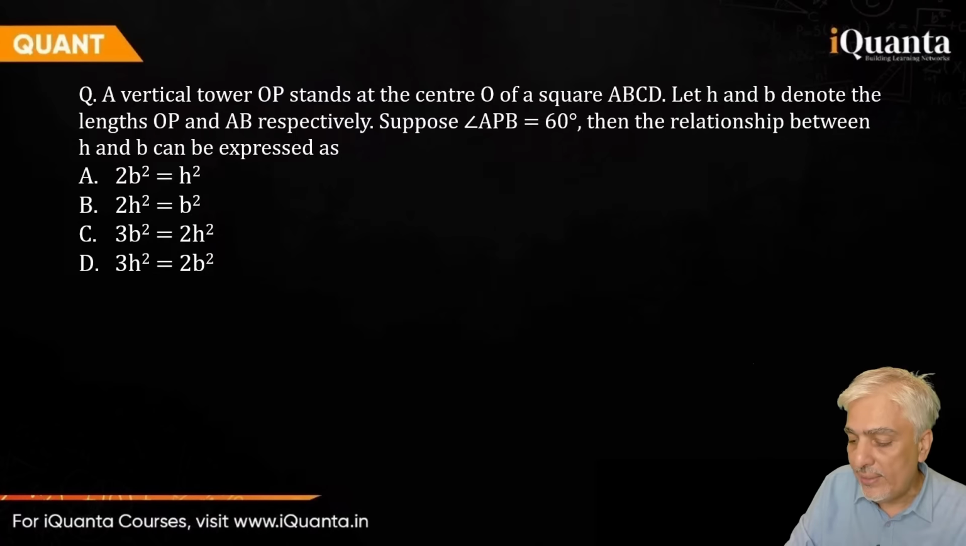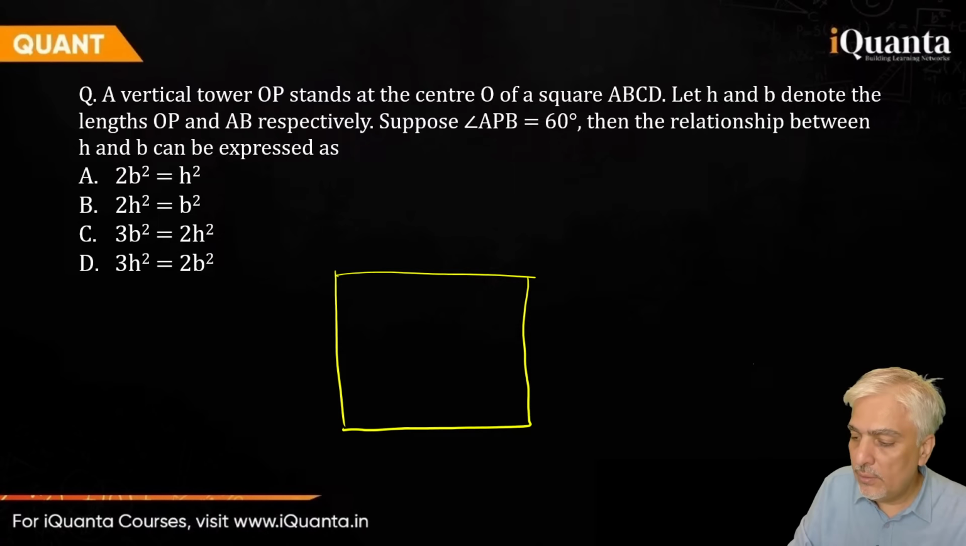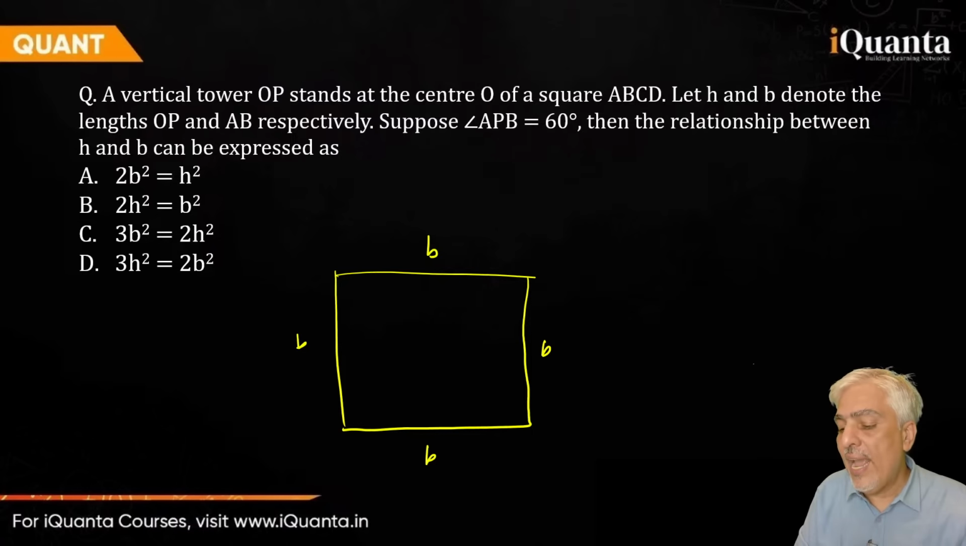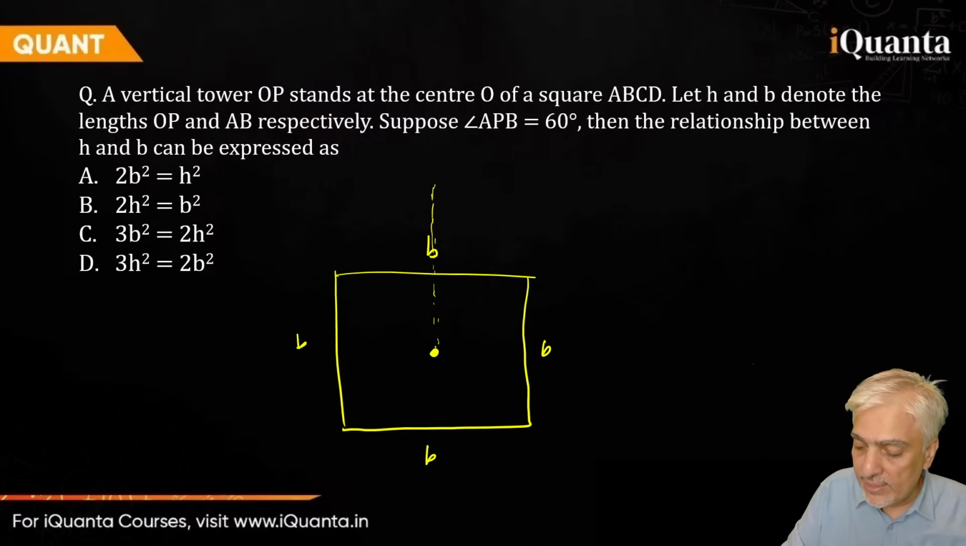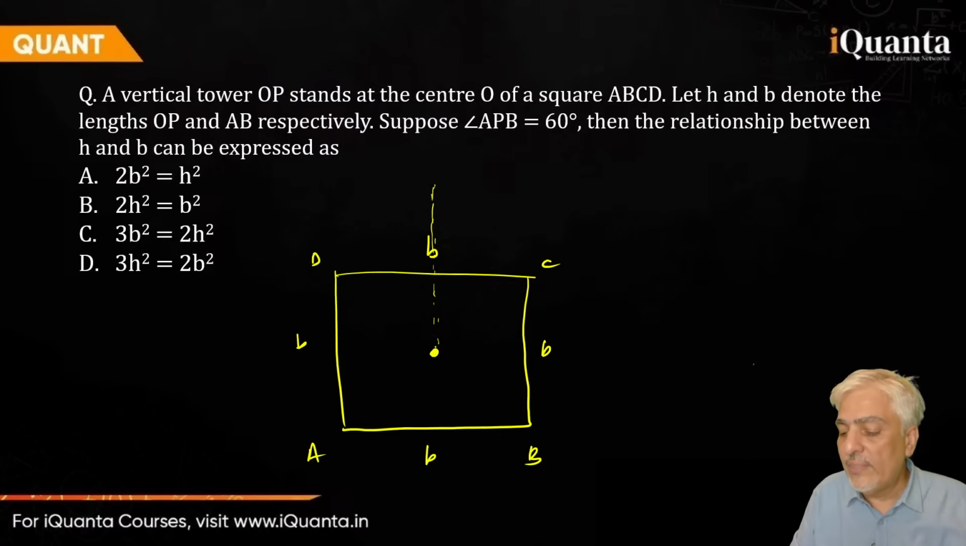So first, let's draw the square. So these sides are all B, B, B. Angle APB is 60 degrees. Now, my tower is starting from here. Obviously, it is actually vertical. I can't show it in the diagram, but something like this. That is why I've drawn a dotted line. This is suppose A, B, C, D. Now, what have they said? Angle APB is 60 degrees. Then what is the relation between H and B?